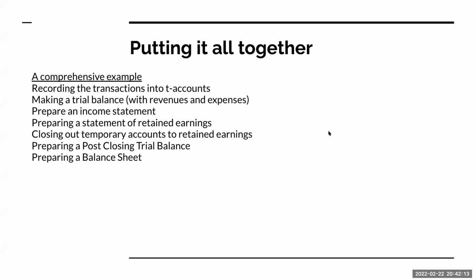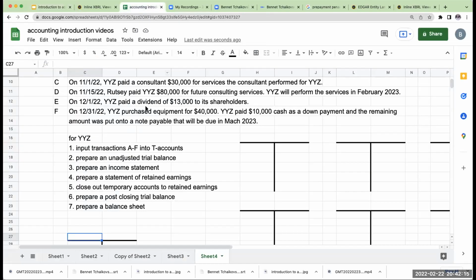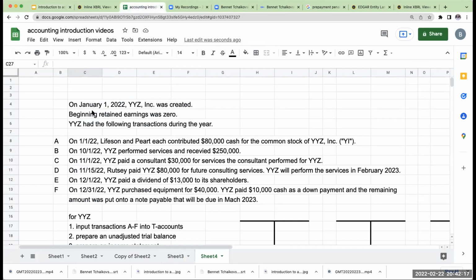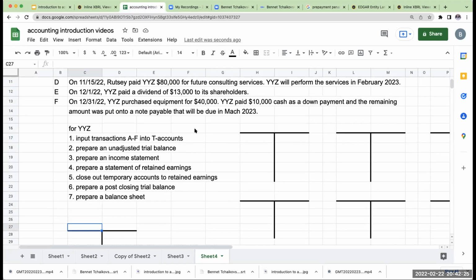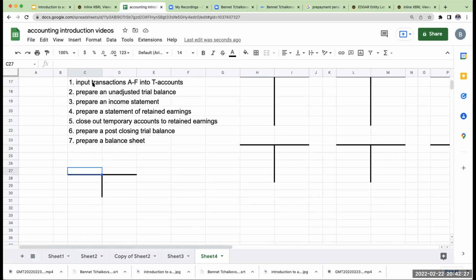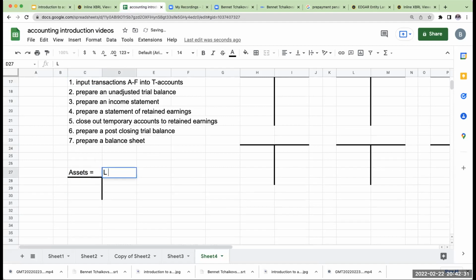Let's go to it. So right over here, I've got YYZ was created. Beginning retained earnings was 0. YYZ had the following transactions during the year. So we're going to record the transactions. So we're going to have assets are equal to our liabilities plus our owner's equity.